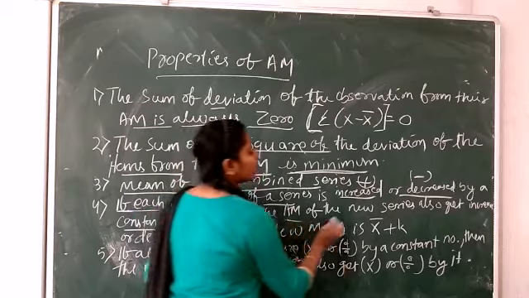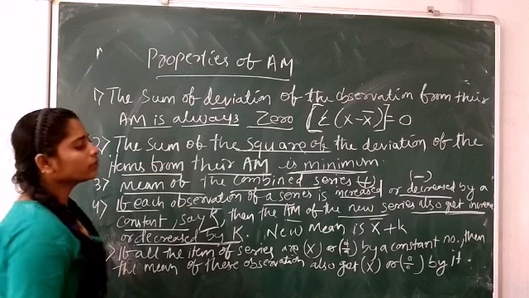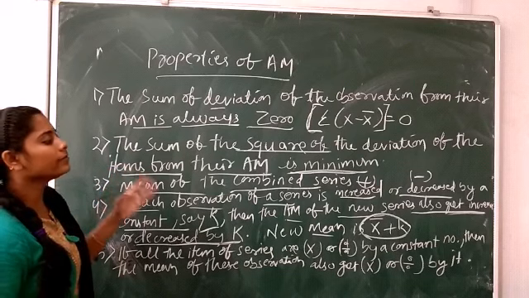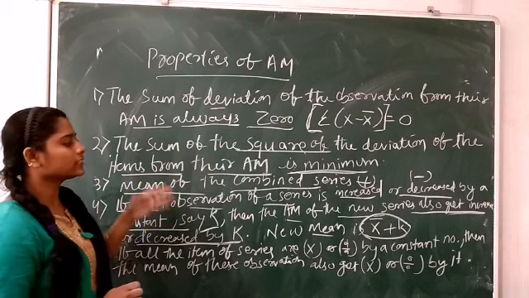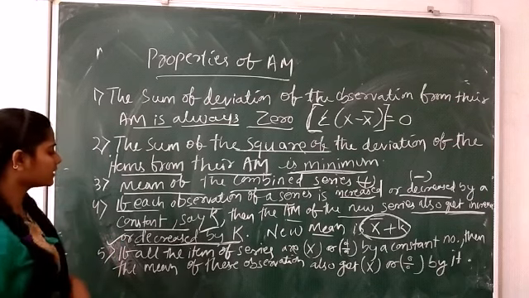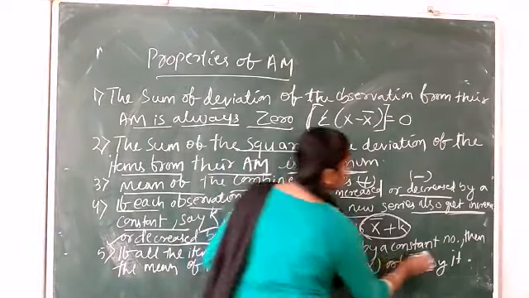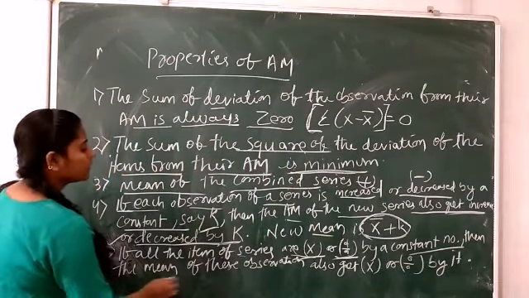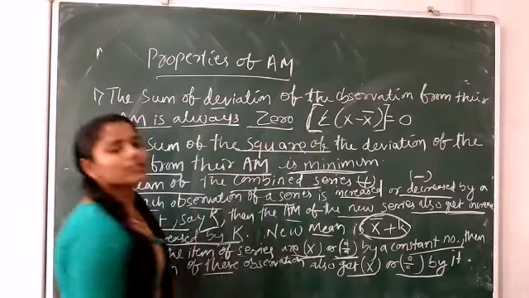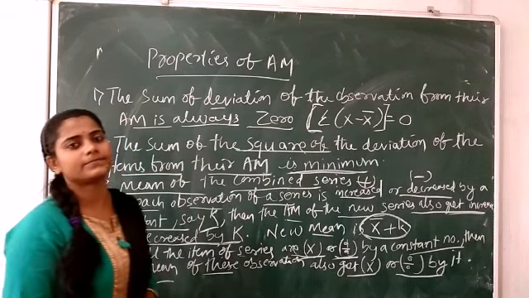The arithmetic mean of the new series also gets increased or decreased by k. The new mean will be mean plus k. That means if any number is increased or decreased in all the items of the series, then the mean also increases or decreases. Then the last property is if all the items of the series are multiplied or divided by a constant number, then the mean of these observations also gets multiplied or divided by such number. So this is related to the properties of the arithmetic mean.